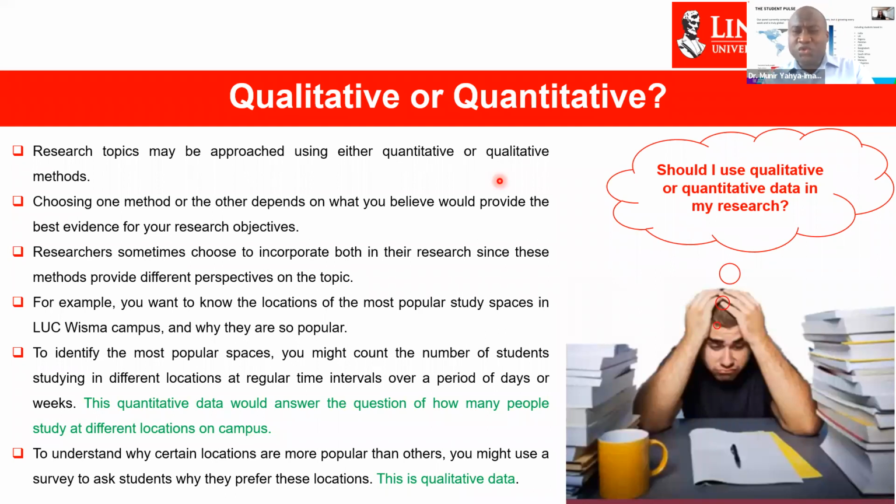For example, you want to know the location of the most popular study spaces in LUC Wisma campus and why they are so popular. The first thing you need to do is to identify the most popular spaces. To identify them, you might count the number of students studying in different locations at regular time intervals over a period of days or weeks. This quantitative data will answer the question of how many people study at different locations on campus. Then, to understand why certain locations are more popular than others, you might use a survey to ask students why they prefer these locations. As a result, you'll be collecting qualitative data.